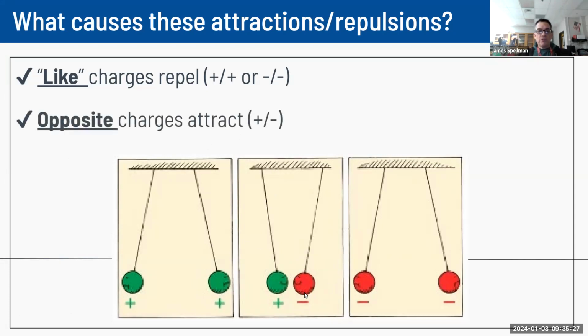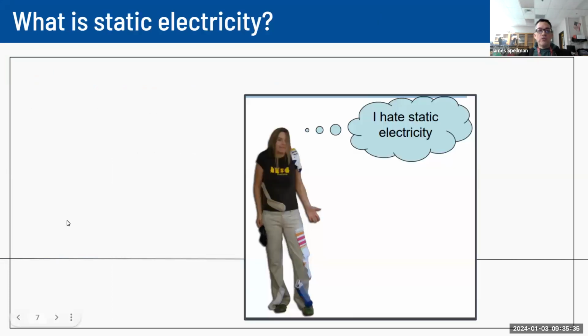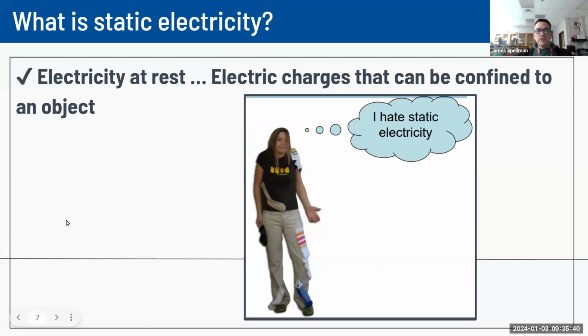So similar charges get pushed apart from one another. It is the opposite charges that attract. Positives and negatives attract one another. Protons and electrons attract one another. A positively charged substance and a negatively charged substance would attract one another, which leads us to static electricity. Static electricity is kind of like electricity at rest. It's not something going through a wire. It's not lightning coming from the sky. We're talking about the amount of electricity on an object due to its either buildup or loss of electrons. So we're talking about charge confined to an object.